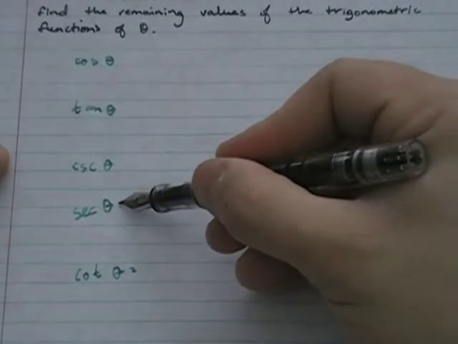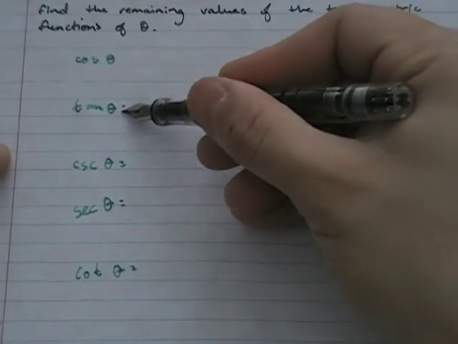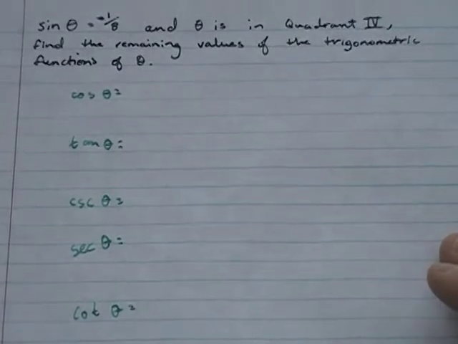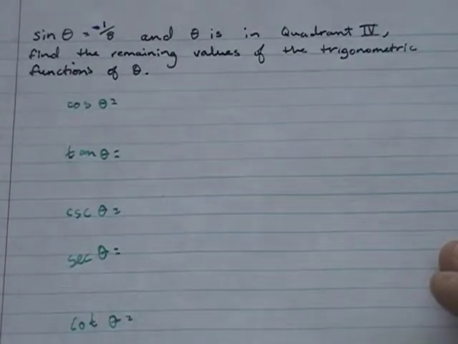Okay, so we're looking for these values, and you need to know that. I mean, that's what they're asking you. If you don't know what they're asking you, it's impossible to answer their question. And they tell us sine is -1/8, and they tell us that theta is in quadrant 4.